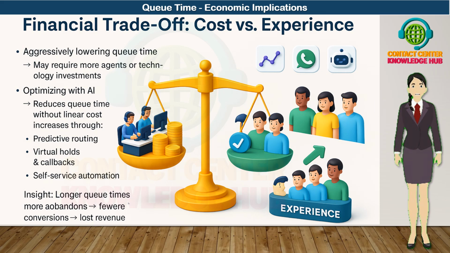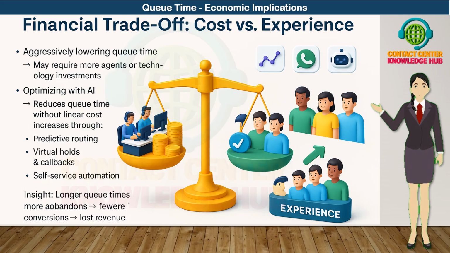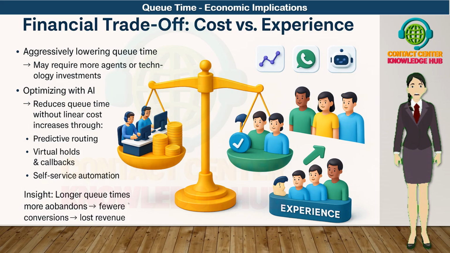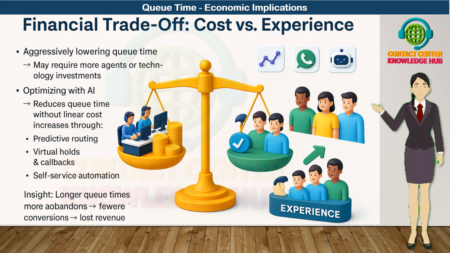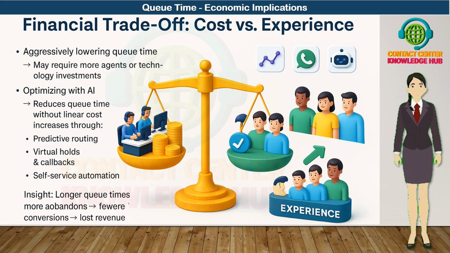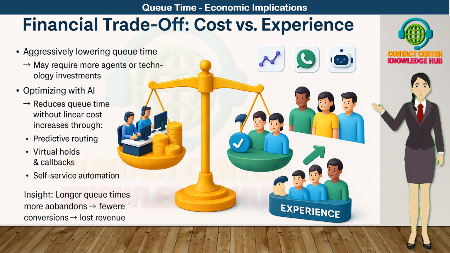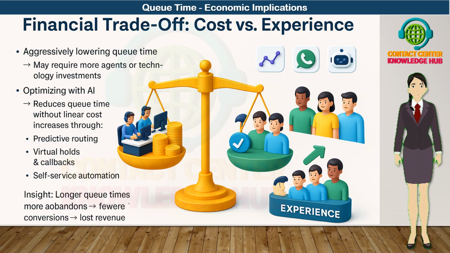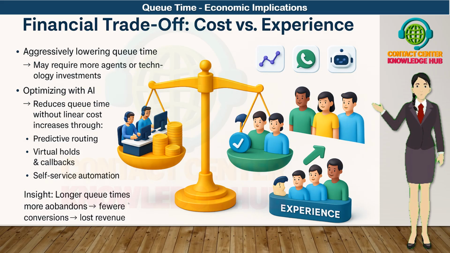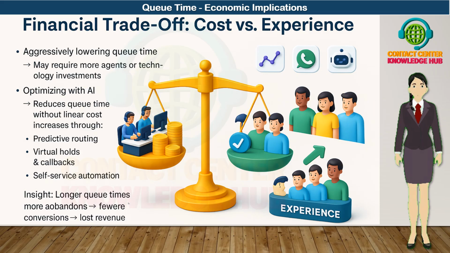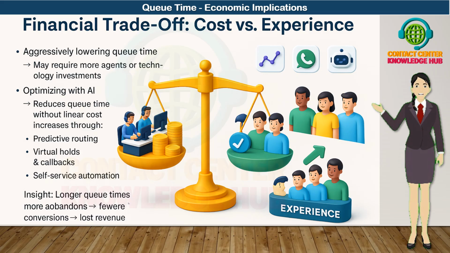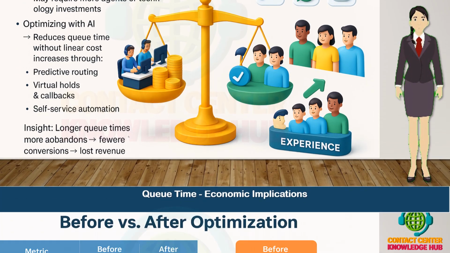This includes predictive routing, to get customers to the right agent faster. Virtual holds and callbacks, to eliminate long waiting frustration. And self-service, to deflect routine interactions. The goal isn't just speed at any cost. It's cost-efficient speed that protects both customer experience and profitability.